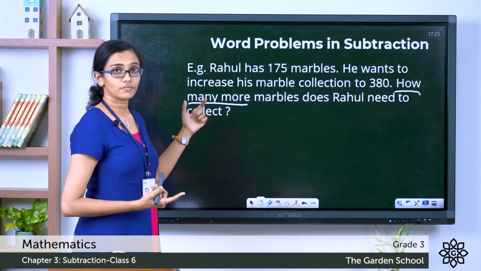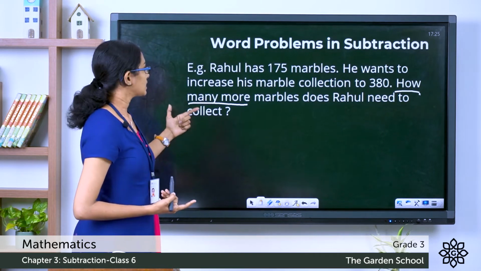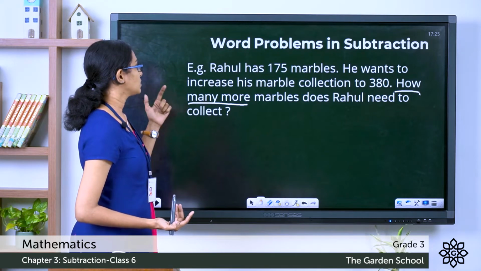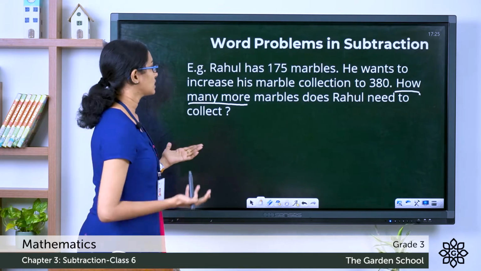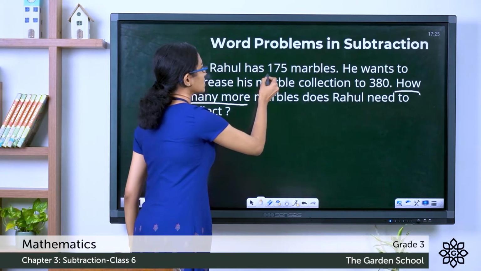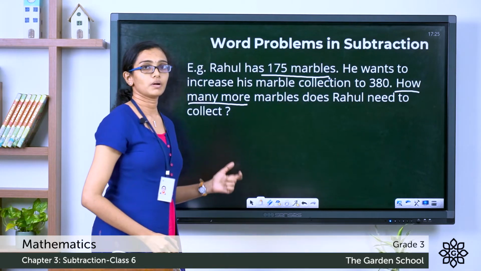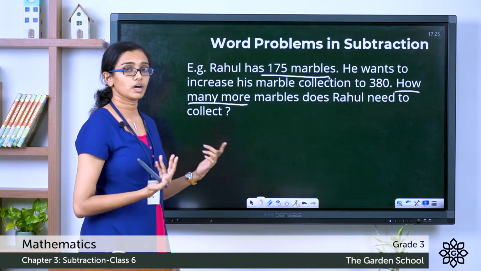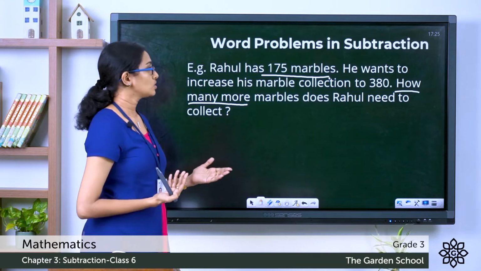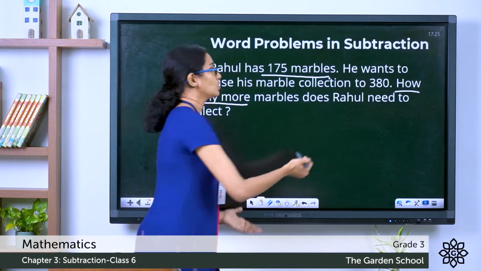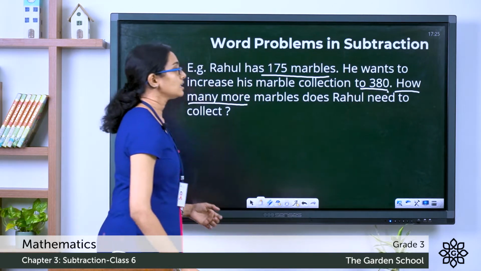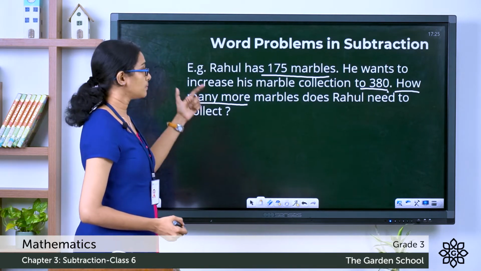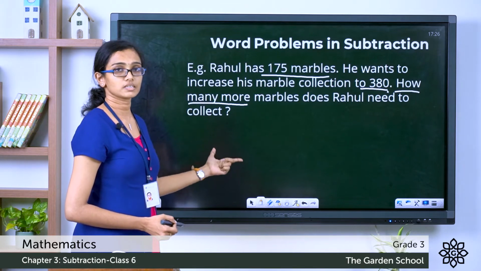So we have identified some keywords here, and then we have to extract the data given in the question. So what all data are given in the question? Here it is said Rahul has 175 marbles with him already, and he wants to increase the number of marbles that he has. So how he wants to make it to 380 marbles.